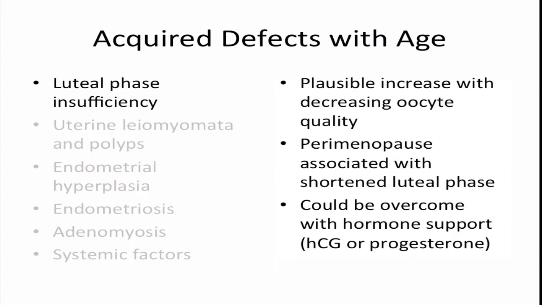Now, the acquired defects that occur in a woman with age are listed here on the left. The first I'm discussing is luteal phase deficiency. This is a plausible explanation for the decrease in fertility that occurs with age, because during the perimenopause, women approaching menopause exhibit a shortened luteal phase that might inadequately prepare the endometrium for implantation. This problem, luteal phase insufficiency, should be overcome with hormone support, such as HCG or progesterone.